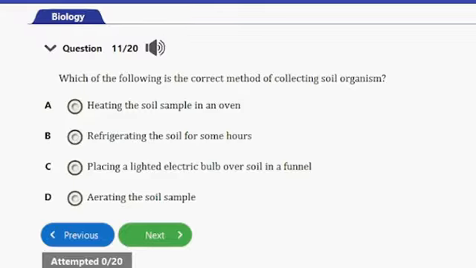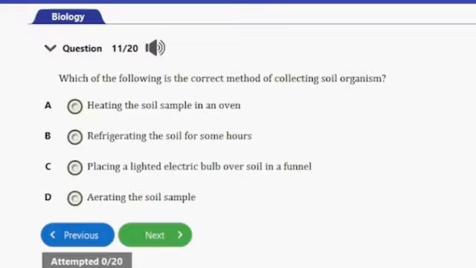Question number 11. It says, which of the following is the correct method of collecting soil organisms? A, heating the soil sample in an oven. B, refrigerating the soil for hours. C, placing a lighted electric bulb over soil in a funnel. And D, aerating the soil sample.